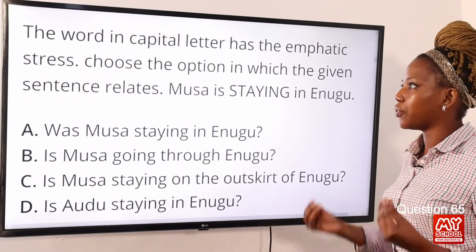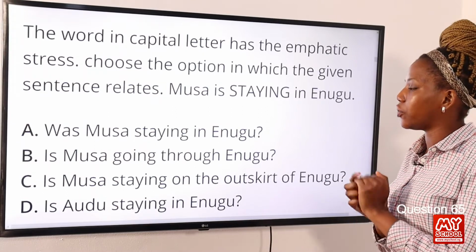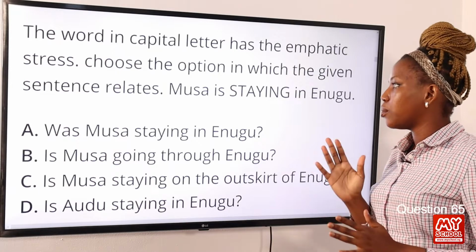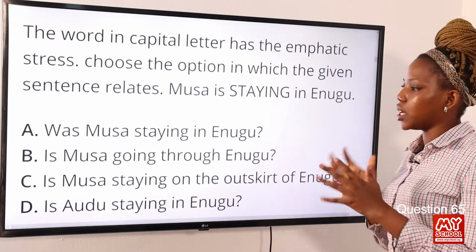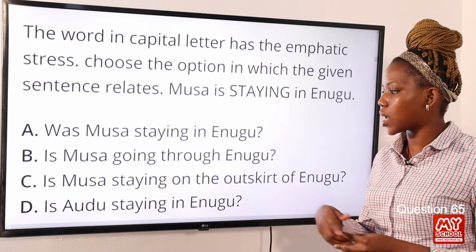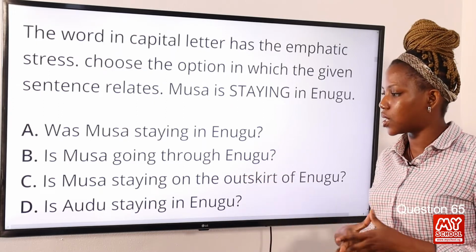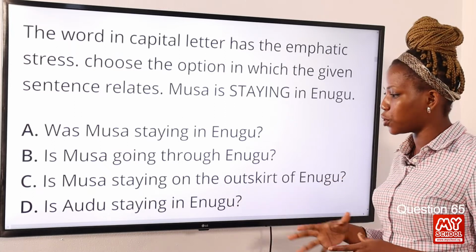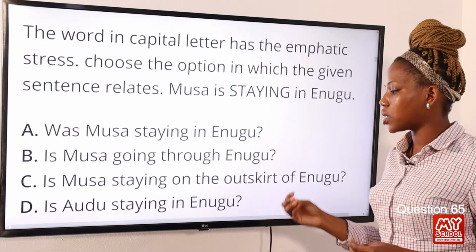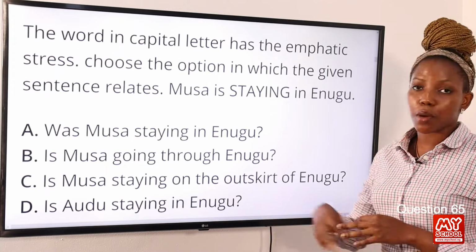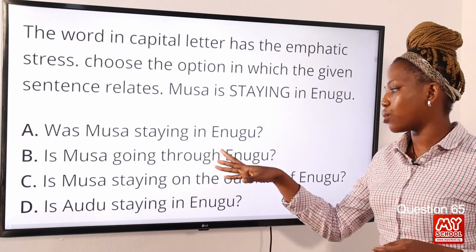Question 65. The word in capital letter has the emphatic stress. Choose the option in which the given sentence relates. Musa is staying in Enugu. Option A. Was Musa staying in Enugu? Option B. Is Musa going through Enugu? Option C. Is Musa staying on the outskirts of Enugu? Option D. Is Audu staying in Enugu? Now the answer to this question is option B. Is Musa going through Enugu?